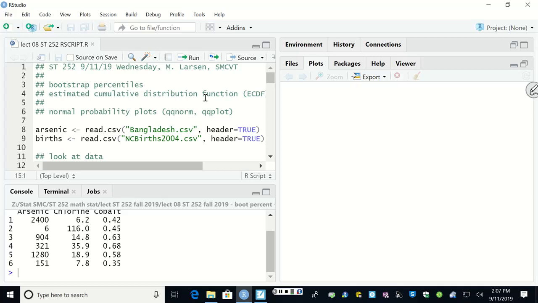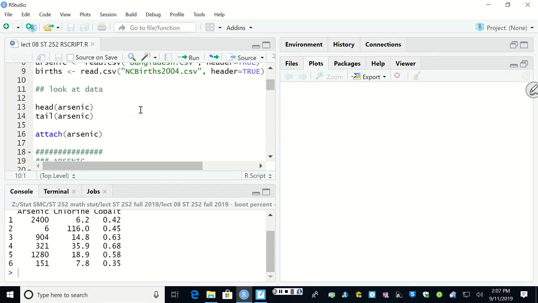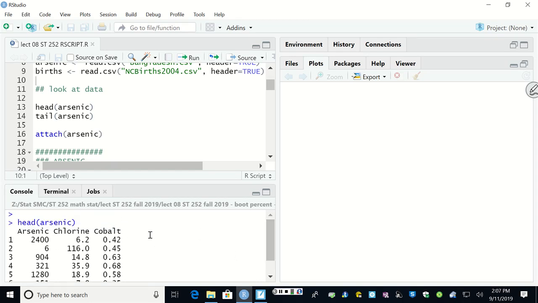So on the handout, does everybody have a copy? Everybody has a copy. There are 2 data sets used in this chapter, one on arsenic in wells in Bangladesh, and then one on births in North Carolina. So I read those data in. The arsenic data set actually has 3 variables. They measure arsenic, cobalt, and chlorine in the water samples. In a real biological example, you would certainly measure pH and maybe a dozen other things of concern.